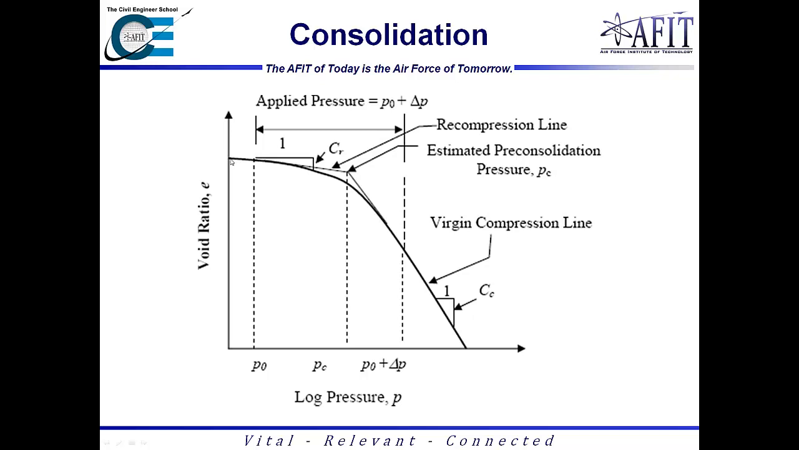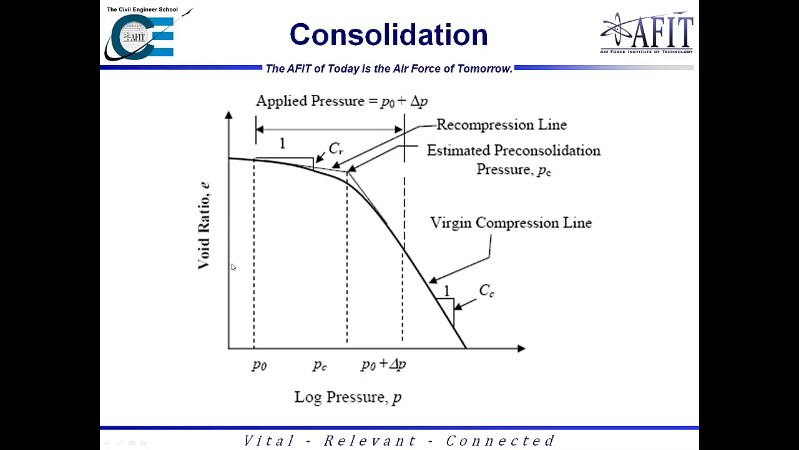So what that kind of alludes to with this virgin compression line is I can come back to zero stress, however, I'll always have a void ratio deficiency. But when I reload it, it'll come right back to the point it was on the curve and then start working its way back down. However, when I unload it again, it'll come back at a lower void ratio.